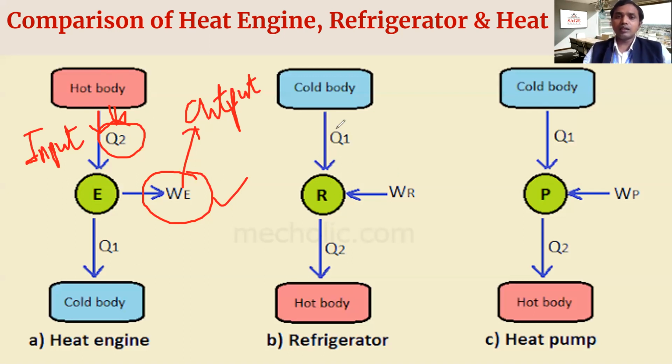In case of refrigerator, we want to maintain this space at a lower temperature than its surrounding. And in case of refrigeration, heat is continuously extracted from the cold body, the cold space, suppose that is Q1. It's not a natural phenomenon that heat spontaneously flows from lower to higher temperature. In case of refrigerator, we can consider the atmosphere as a hot body, and this is the cold body, a particular space which is to be maintained at a lower temperature.